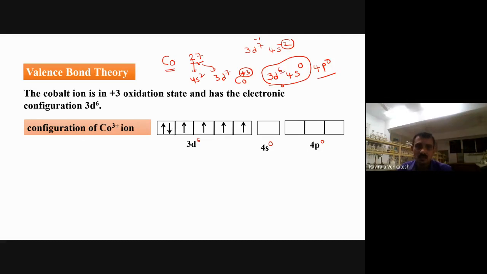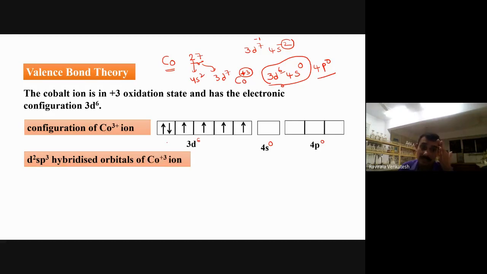You are filling, first of all, how do you fill? First you have to half fill, then the 6th electron will be paired like this. Now how to get the hybridization here? Now the hybridization here, it will be d2sp3. Why is it d2sp3? Let me see, very simple.